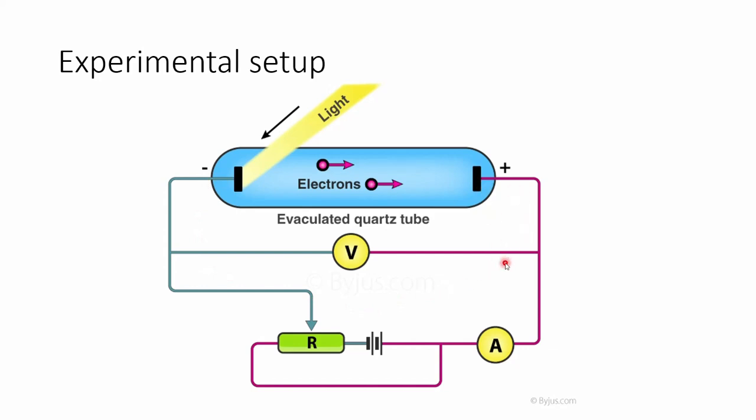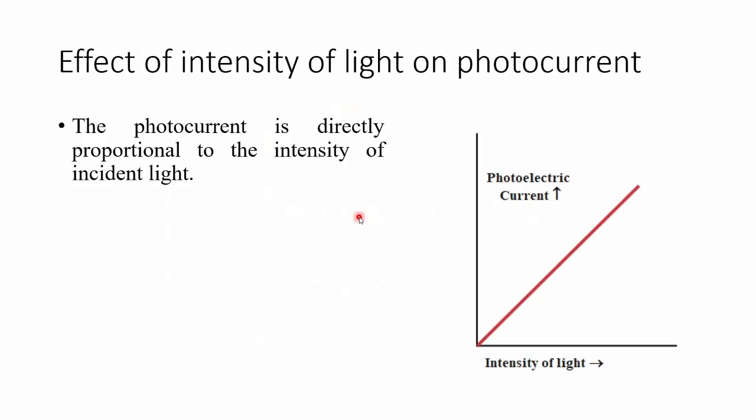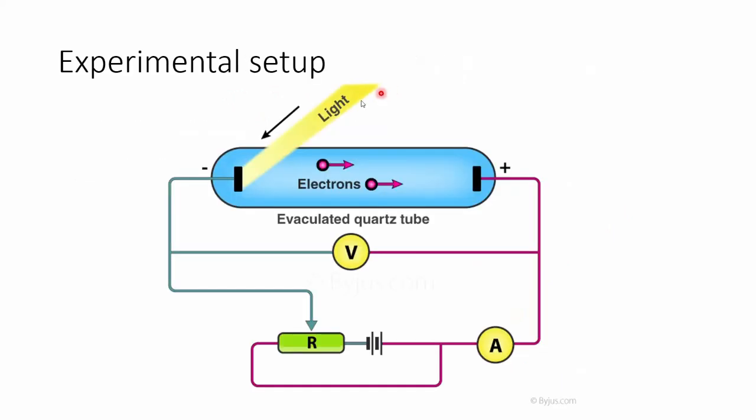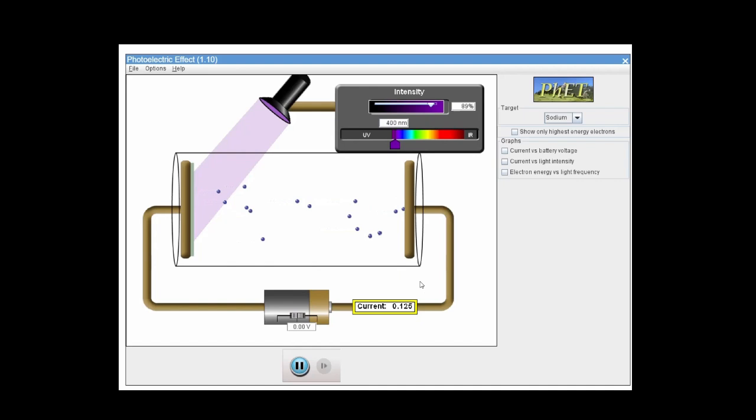So in today's class we are going to study the changes observed in the photoelectric current by changing the different parameters here. Let us first discuss the effect of intensity of light on the photoelectric current. Here we are going to change the intensity of light and find the changes in the photoelectric current. We are using a simulation.